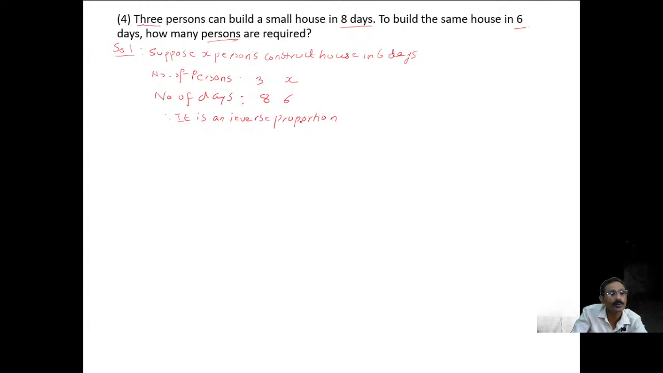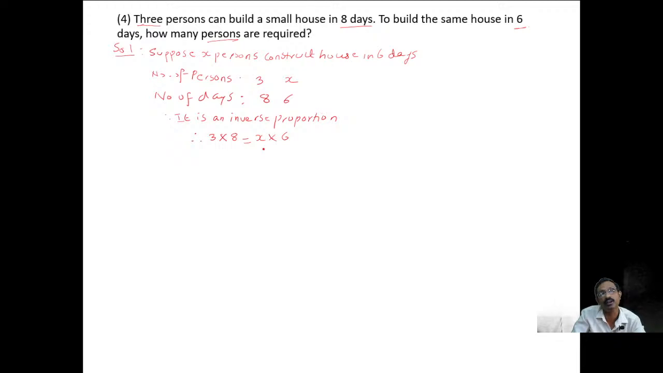It is an inverse proportion. In inverse proportion, we have seen that the product of these two remains constant. Yesterday, we solved an example based on that. We saw in the previous session, right? So, the product, therefore, 3 into 8 is equal to x into 6.